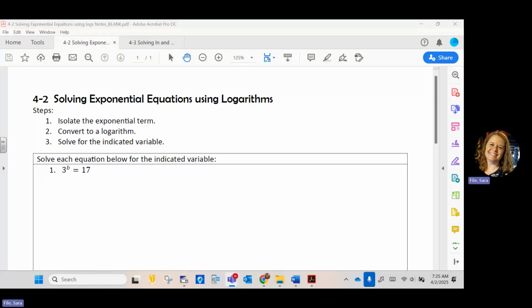Yesterday, on April 1st, we started talking about solving logs, and we looked at just a single log expression. There we did an example with different bases and common bases. So now we're going to look at the reverse. To solve those logs, we isolated the logs, rewrote them into exponential form, and then solved for x.